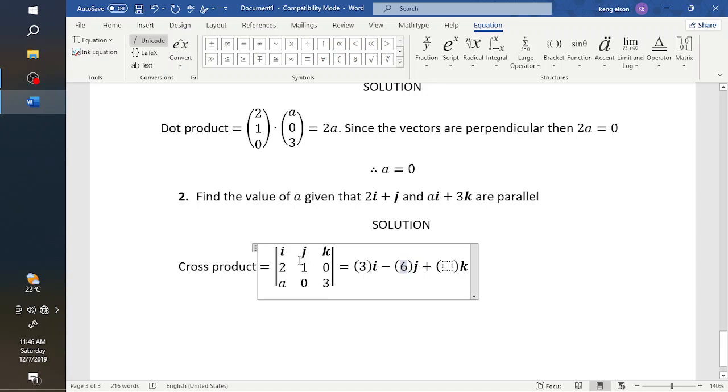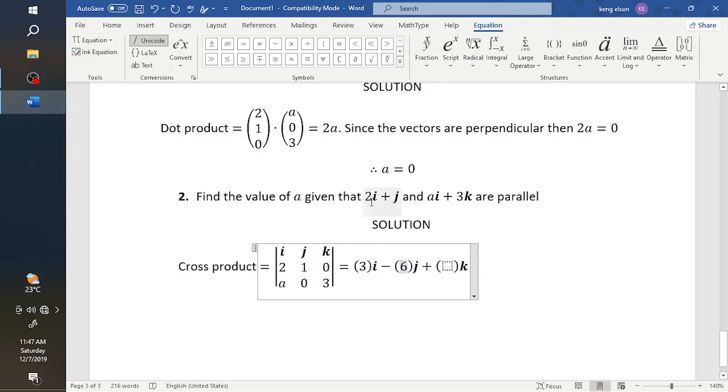Next is when I cover the last part. In fact, this is a bad example, because these two vectors cannot be parallel. It's not even possible that they are parallel. So let me change it.